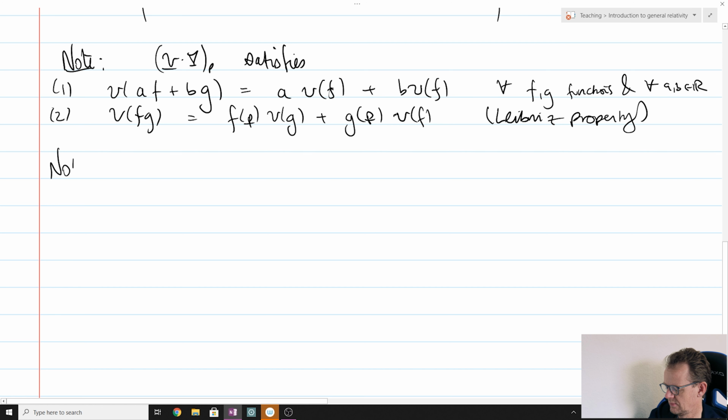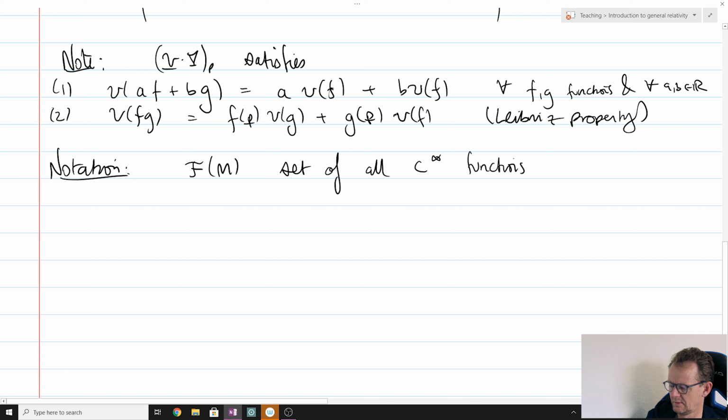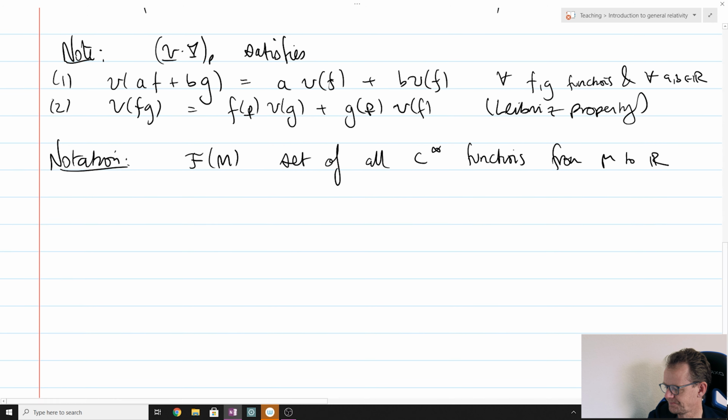And now some notation before we continue. In the previous video, in the additional material at the end, I referred to calligraphic F as a differentiable structure. Here, however, probably for the rest of this course, I'm going to also use calligraphic F of M to denote the set of all C infinity functions from M to R, where M is a manifold. It should be clear from the context what I mean by the respective notations.